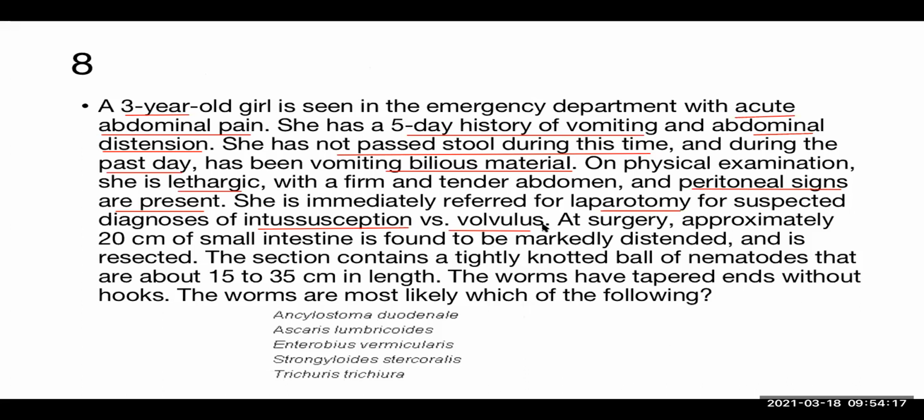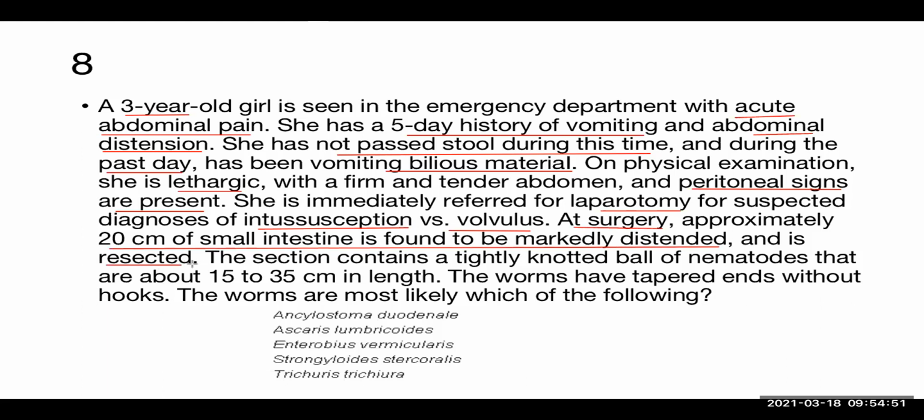Volvulus is a twisting of the bowel around one axis. So this also leads to ischemia and death of the intestinal loop, whatever is affected there. Now, what they have found here, this is just a suspicion though. At surgery, approximately 20 centimeters of the small intestine is found to be markedly distended and is resected. So probably it is distended and a bit dead also.